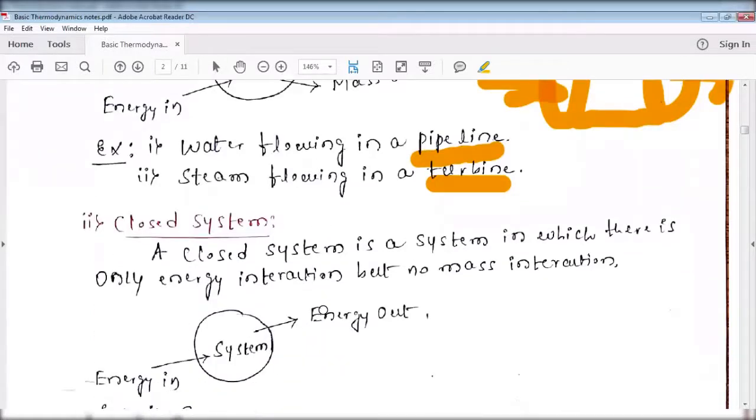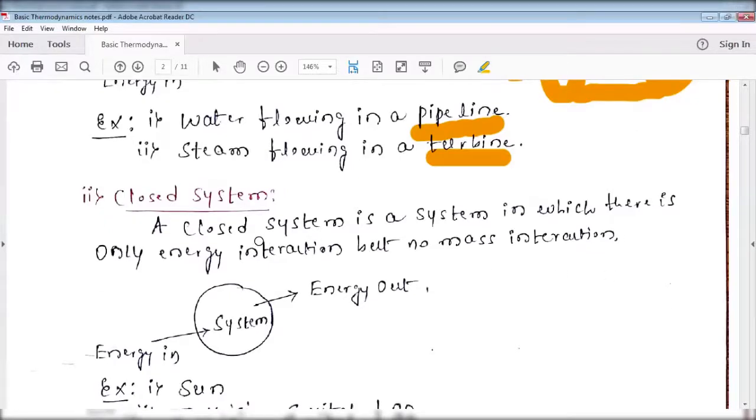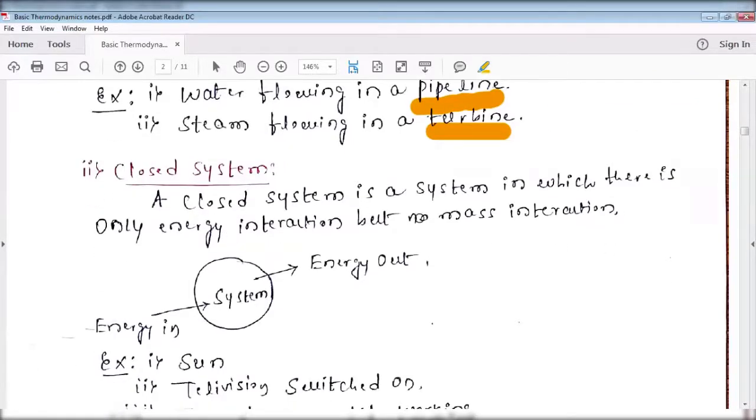Next is the closed system. What is a closed system? Go through the definition. A closed system is a system in which there is only energy interaction but no mass interaction. Again, go through the definition.